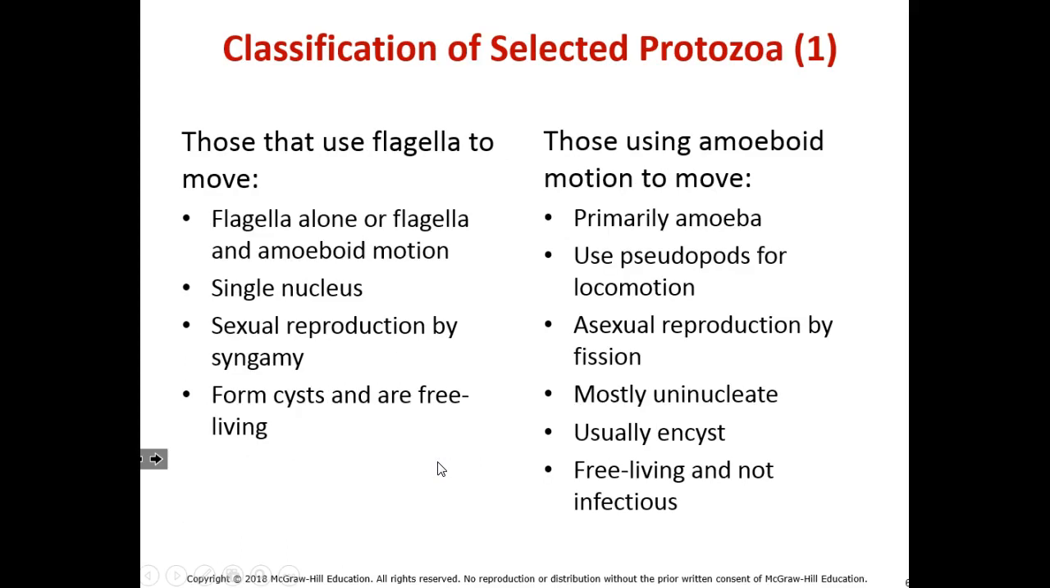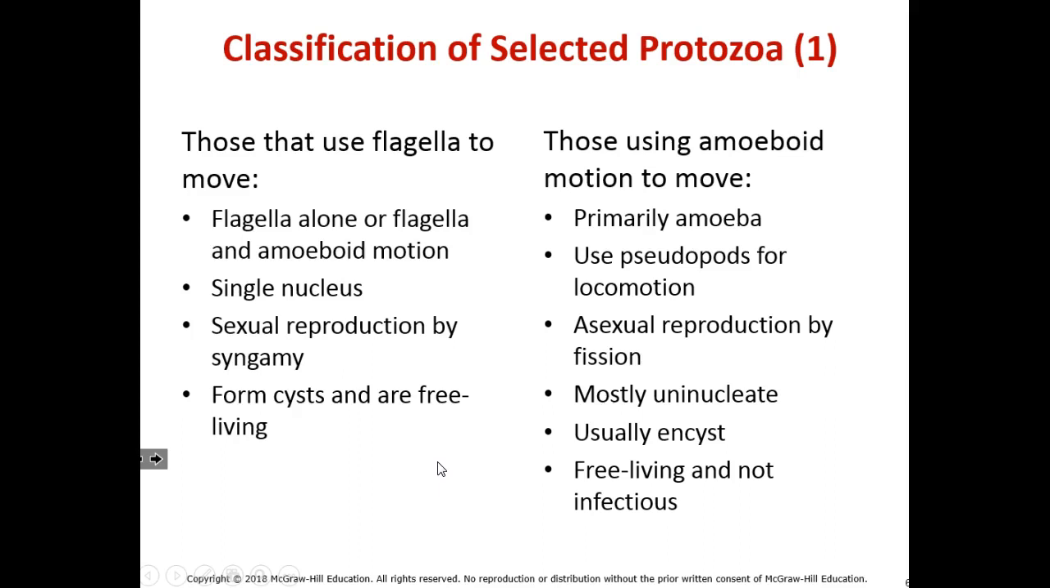Those that use flagella to move and those that use amoeboid motion to move. The ones that use flagella alone, or flagella and amoeboid. They have a single nucleus. They sexually reproduce by syngamy. They form cysts and are free living.